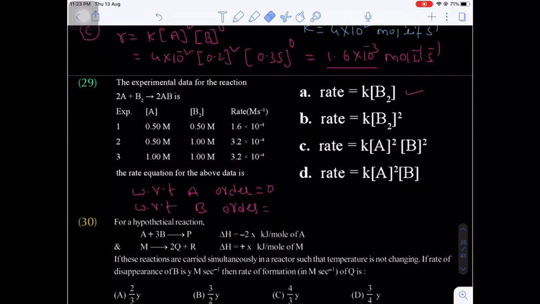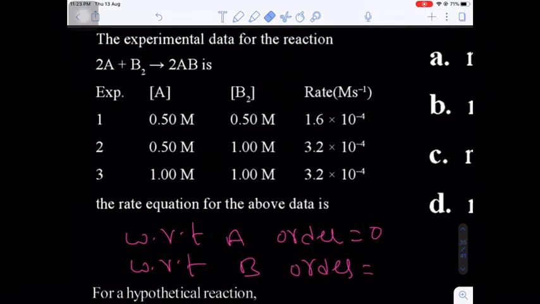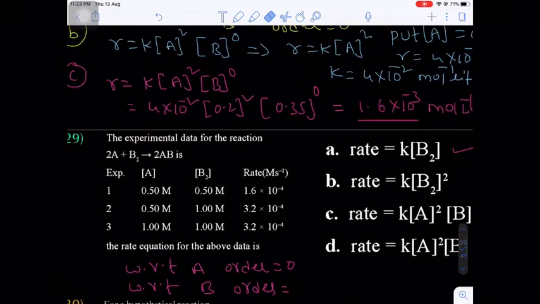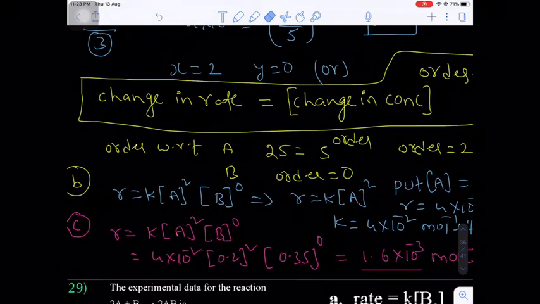Now here, in the first experiment, 0.5 molar of each, the rate becomes how much? 1.6 into 10 raised to minus 4. Now in the second experiment, keeping the concentration of A constant, I am doubling the concentration of B. When the concentration of B doubles, the rate also doubles, because 1.6 into 10 raised to minus 4 becomes 3.2 into 10 raised to minus 4.